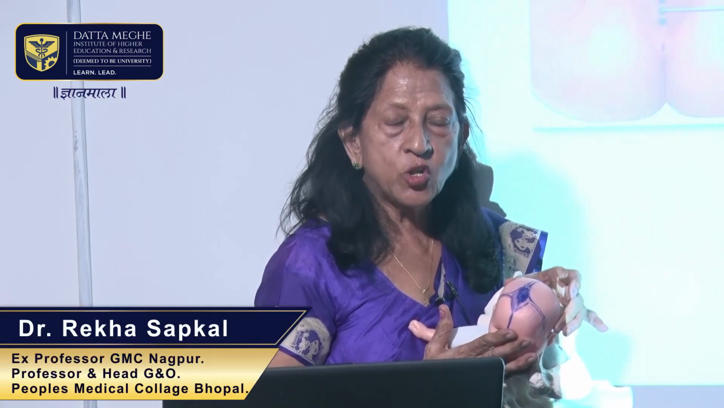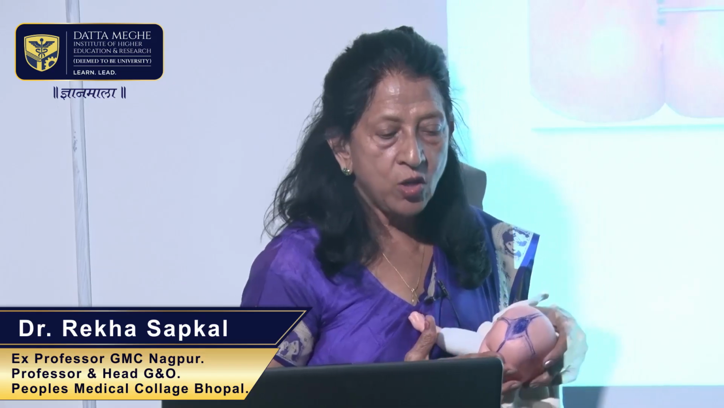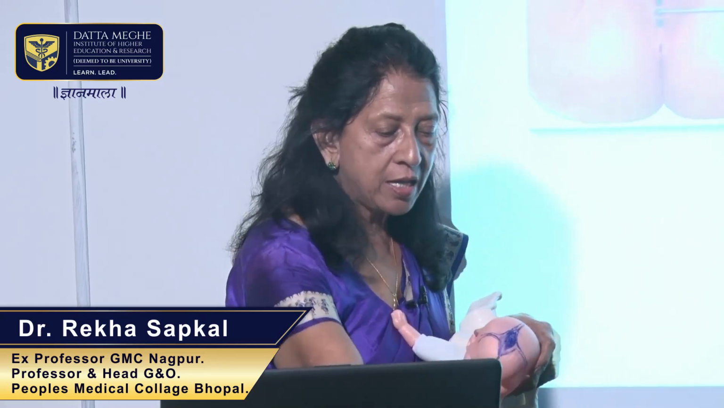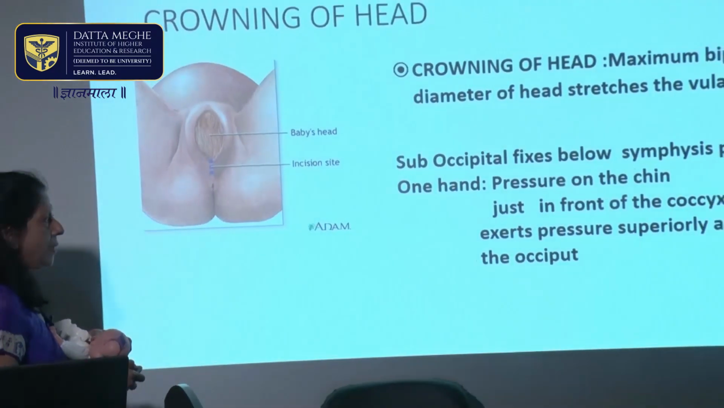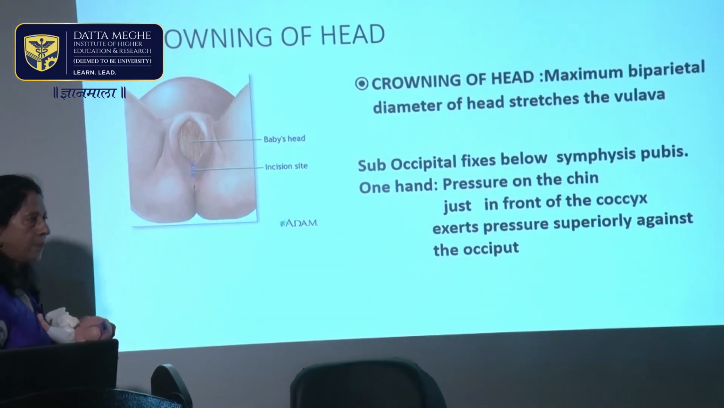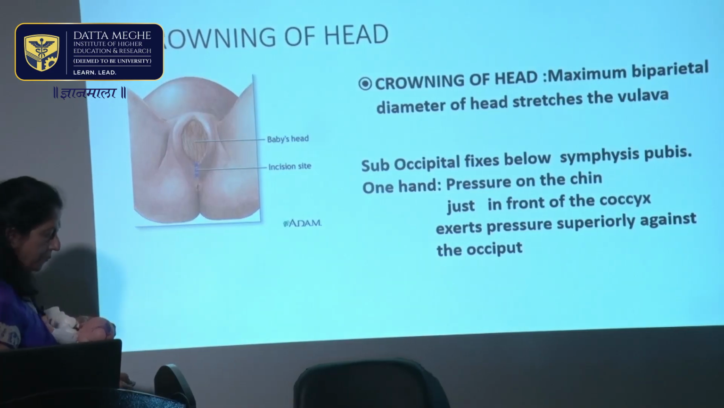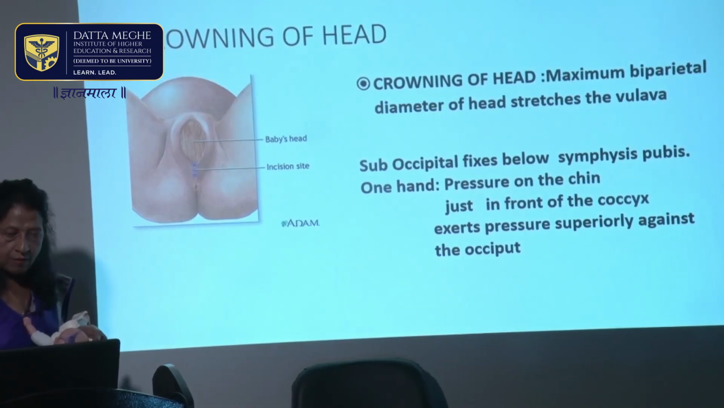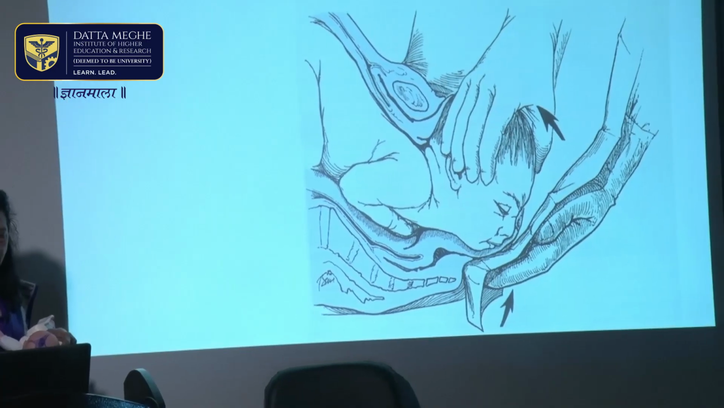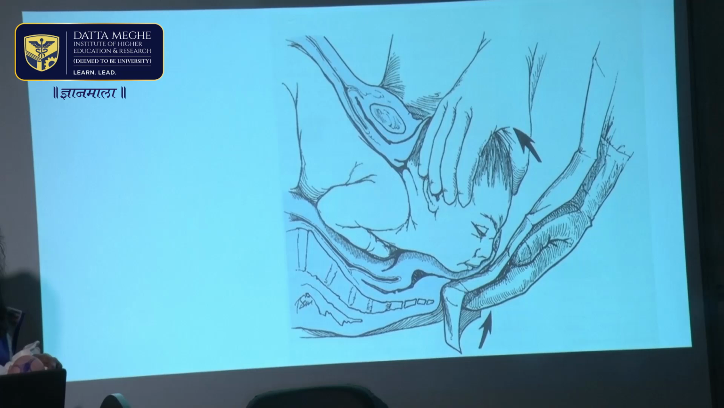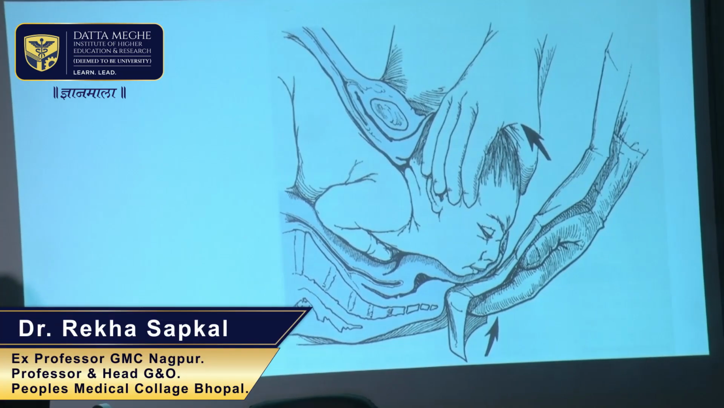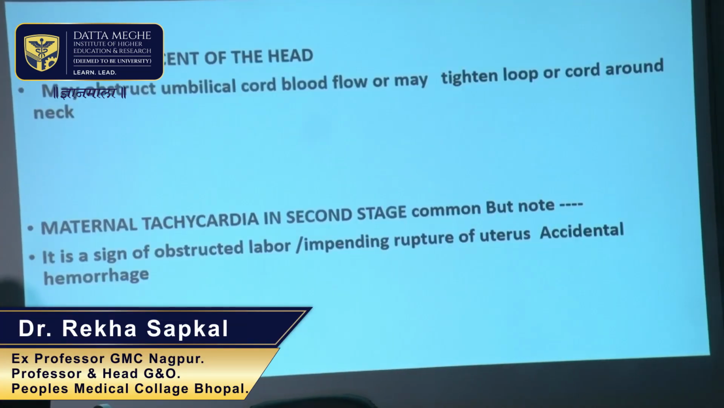It should be applied after crowning. You must know, in the examination they ask you what is crowning of the head, and you must remember exactly that the biparietal diameter is also on the perineum and it stretches the perineum. This is the method. With one hand we fix the occiput, with the other hand we encourage the extension of the head. The head is borne out by the movement of extension in these cases.